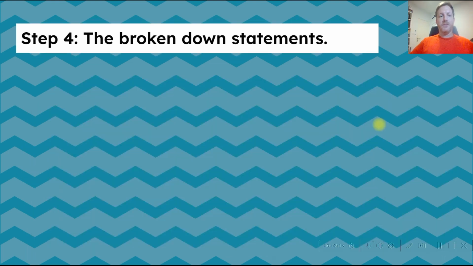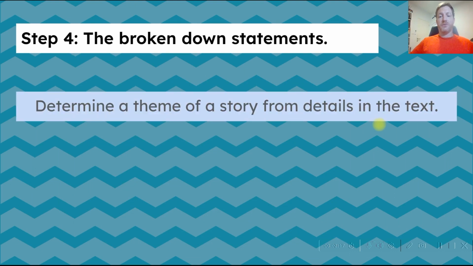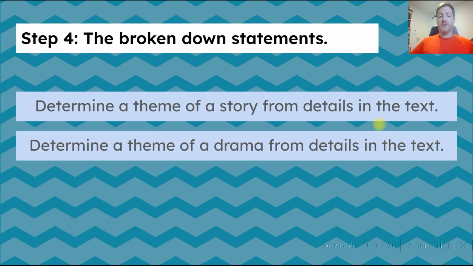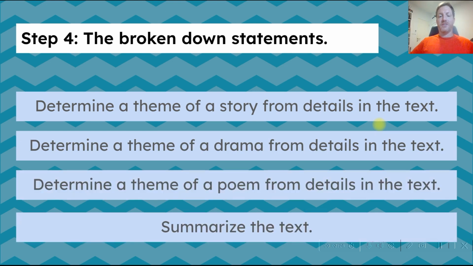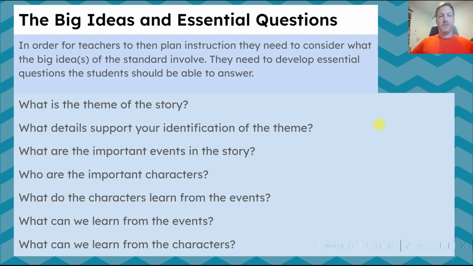Okay, so step 4, we've broken down statements. We've got determine the theme of the story from details in the text. Then the same for the drama, same for the poem, and also we need to summarize the text. So now we need to identify the big ideas or essential questions in order to plan our instruction. So here are some of the essential questions that I've identified for this standard.